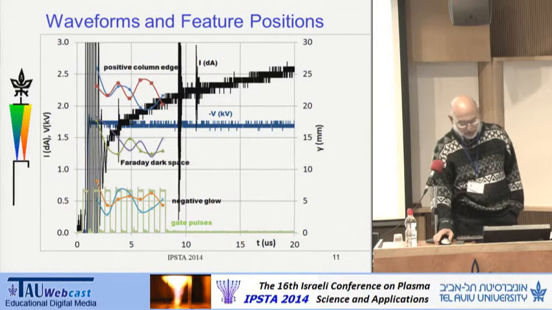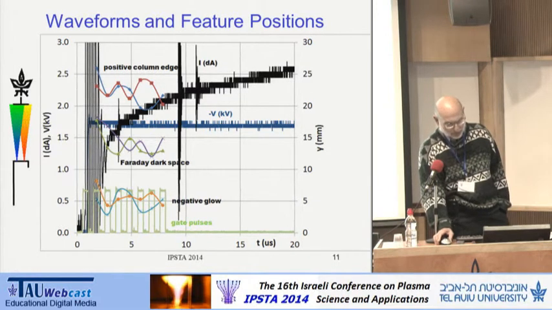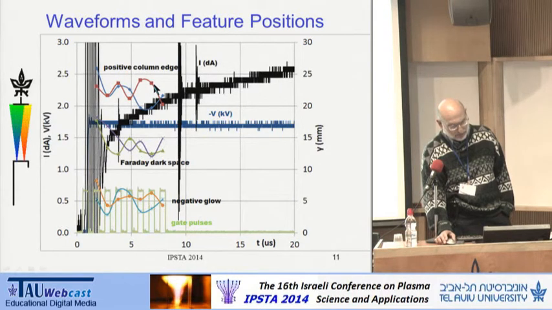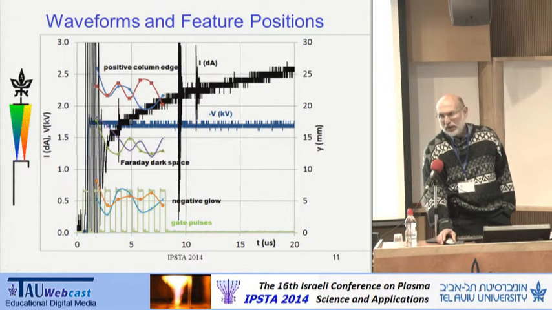the placement of these various features is approximately the same. We can see this more graphically in the following waveform. If we start from the bottom, the square waveform is basically the gate pulses going to the camera. So we can see the location of each frame in time. The location of the negative glow is shown here, the Faraday dark space here, and the positive column here. And basically we don't see that there's a lot of change in position.